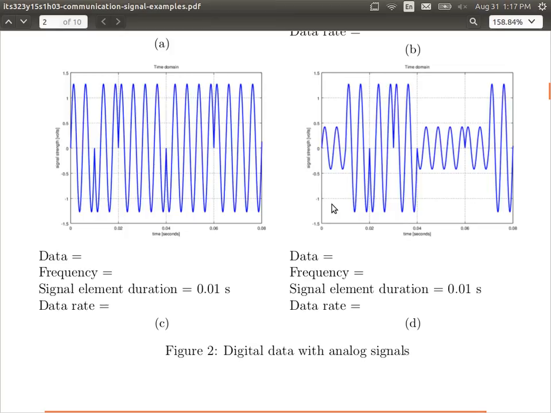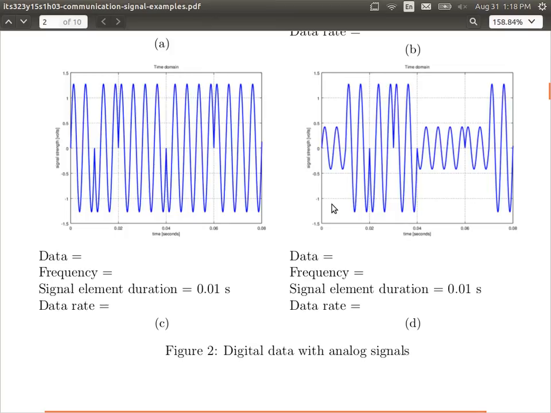For C and D, when we had this analog signal sending data, we had two different cases. The signal shape's about the same, signal element duration 0.01 seconds, and the signal frequency is the same. If you look at the frequency of the sine wave, they're identical. What was the data rate for the first case? You've calculated it before. Remind us of the answer.